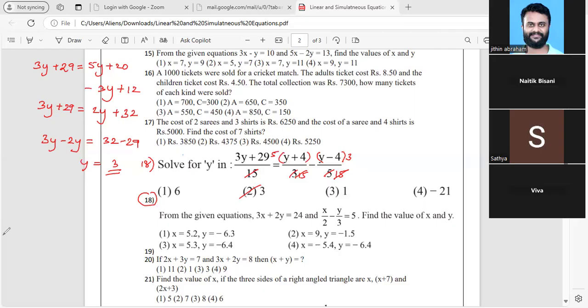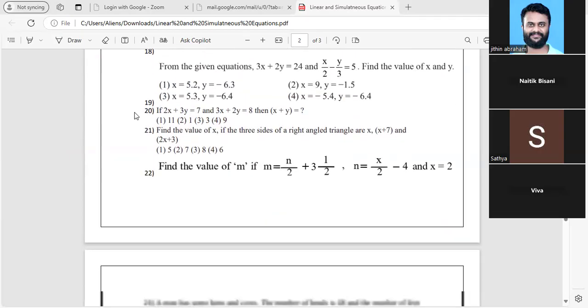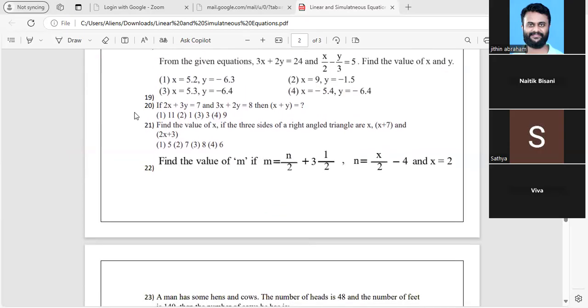Proceeding further. After the 18th one, let's go for the 19th problem. Here it is, the 19th one. Sir, can you scroll a little down? Okay, sure. So here I have the 19th one.